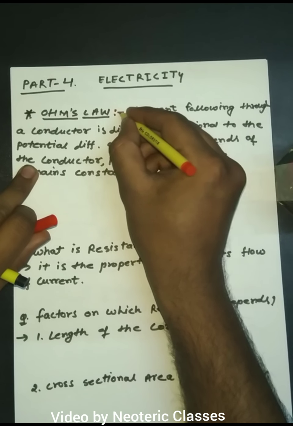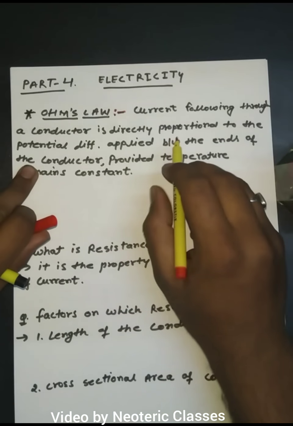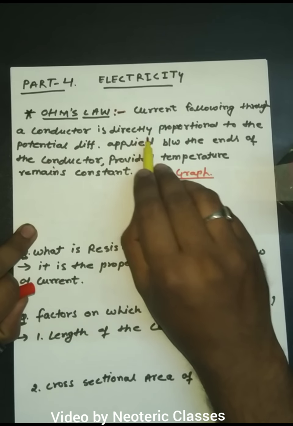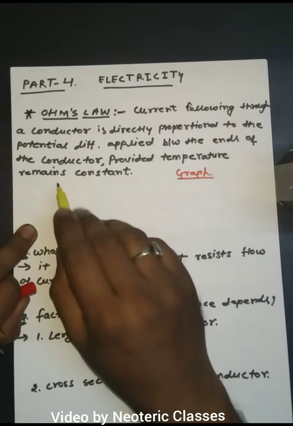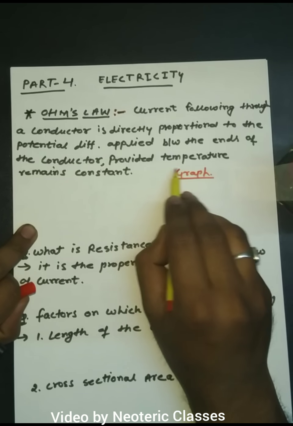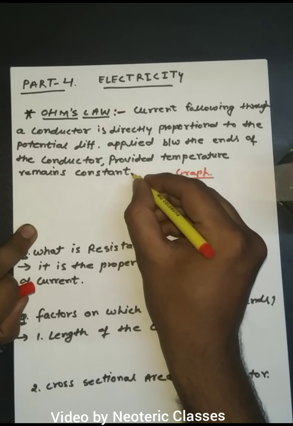So first of all, Ohm's law states that the current flowing through a conductor is directly proportional to the potential difference applied between the ends of the conductor, provided the temperature remains constant.